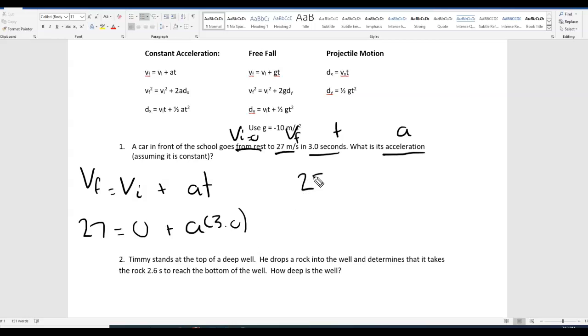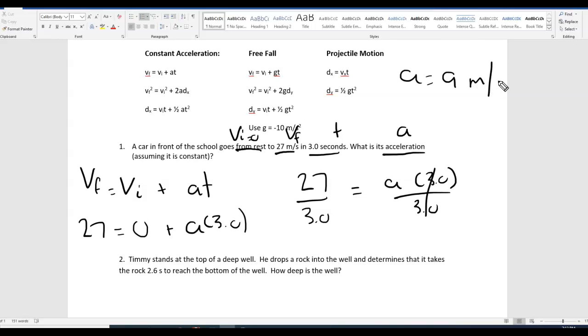You simplify. Okay, now normally I would subtract right here, but the 0 is not going to do anything even if I subtract it from both sides, so I'm just going to ignore that, and I basically have 27 equals A times 3. The 3 is multiplying the A, and so I have to do the opposite of multiplication, which is division. I divide both sides by 3 to get rid of that 3, and I get A equals 9 meters per second squared. Okay, so that is the answer for question number 1. Okay, very straightforward type of question.